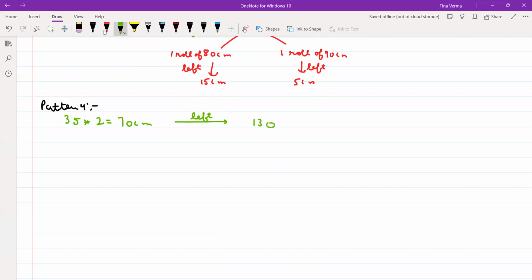So from 130, there can be three types, that either you can cut a roll of 80 centimeter, 90 or 120. So I am writing 4A, 4B, 4C, that is the name of the pattern. So if I cut 80 centimeter roll, so one roll of 80 centimeter, then I am left with 50 centimeter.